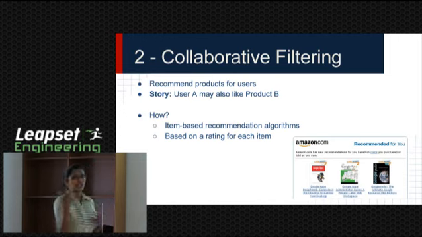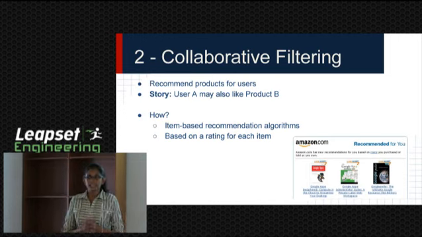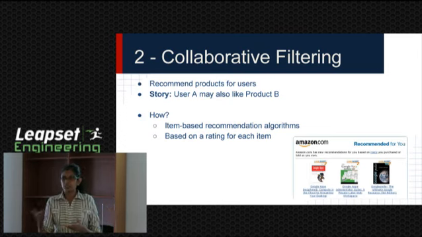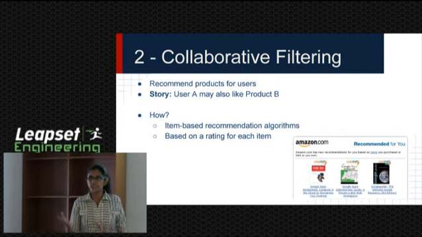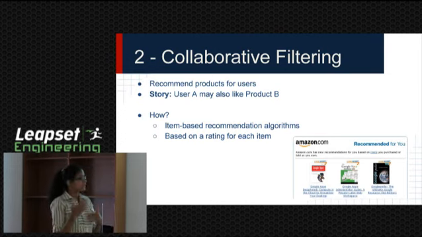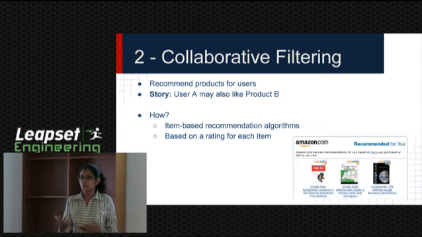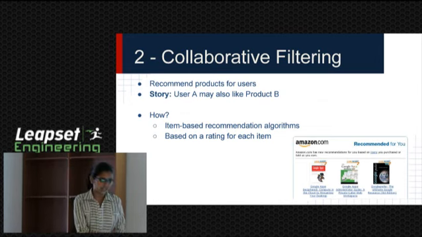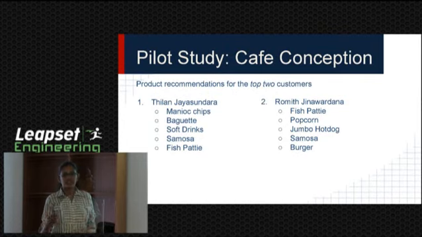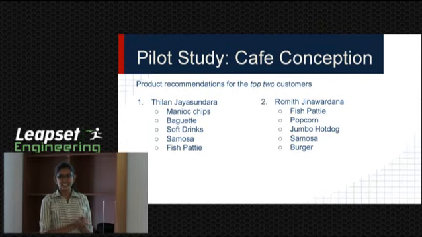The story that we are going to give to the merchant is, if you try to sell this product B to user A, then he will love that product. We are using item-based and user-based recommendation algorithms for this. What we input to the system is a rating matrix where a user has rated an item. We use an implicit rating for now. These are recommendations for cafe consumption here.